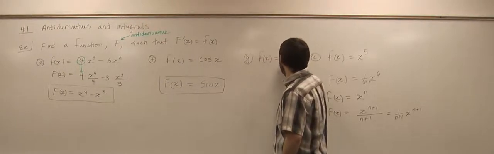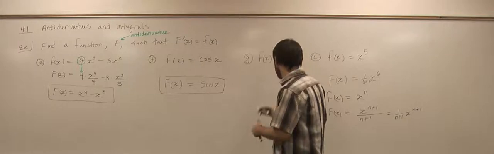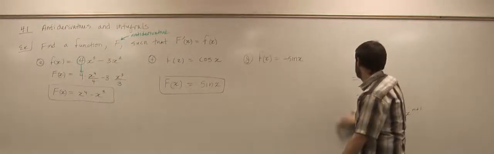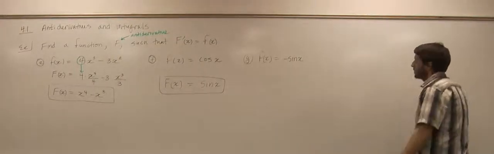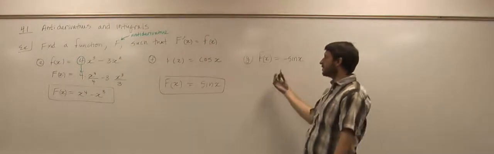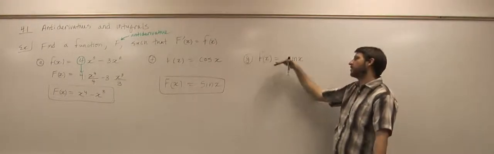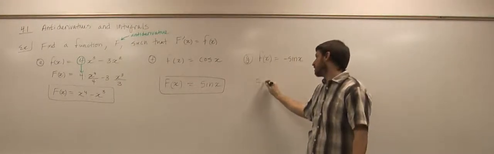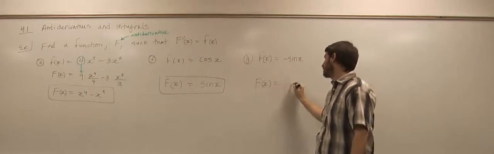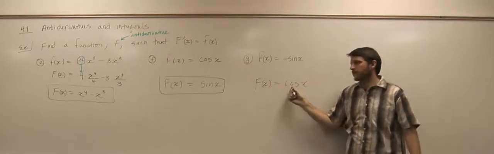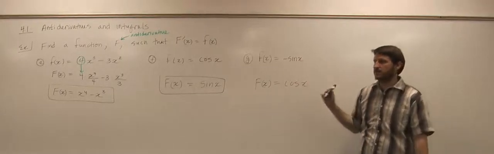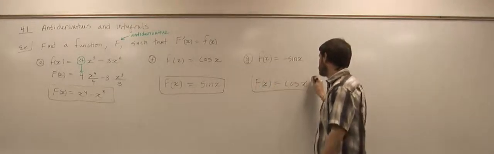What about if I give you negative sine x? So what do you take the derivative of, right? That's what this is asking. What do you take the derivative of to get negative sine? Cosine. Right? Because the derivative of cosine is exactly negative sine. So this is an antiderivative.